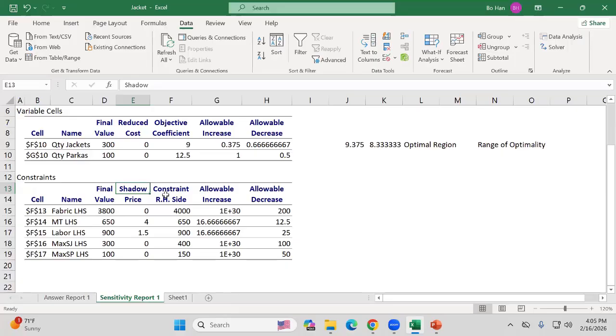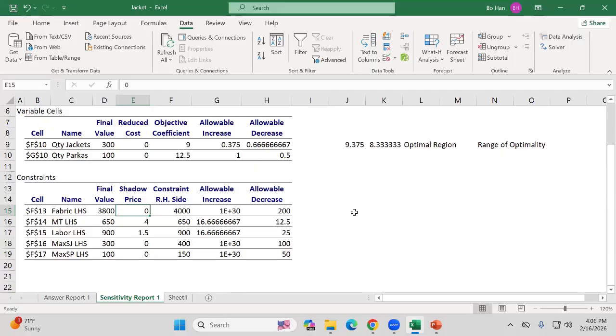Let me show you an example. Let's say the first one, 0. 0 in this case means, okay, the first constraint shows you fabric, right? 0 means if I'm able to give the laborers one additional foot of fabric, how much will my total profit change? 0 means it doesn't change. Why?